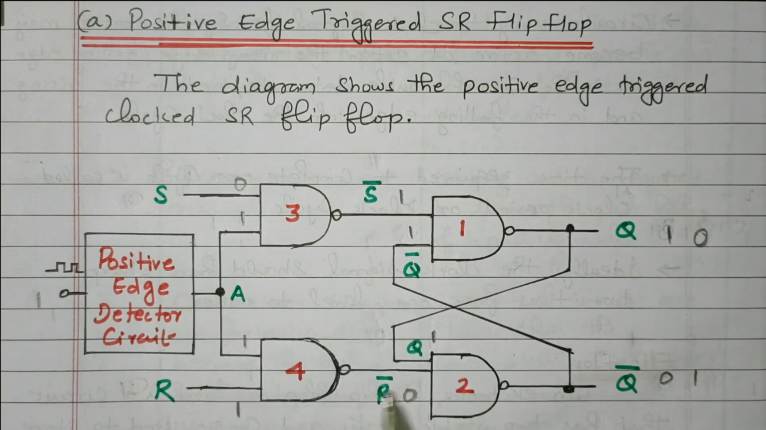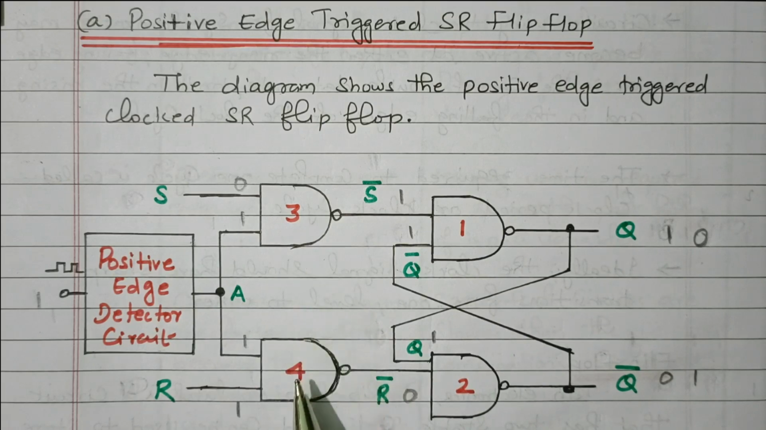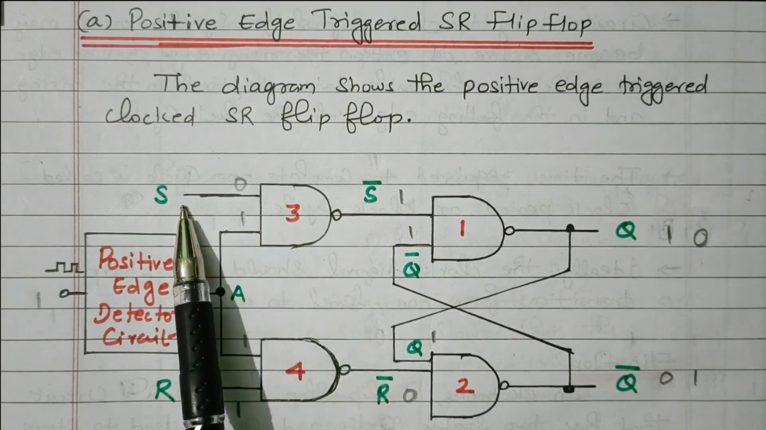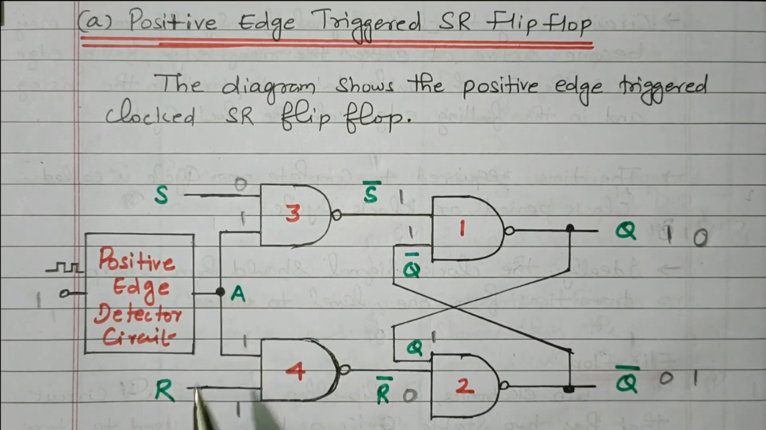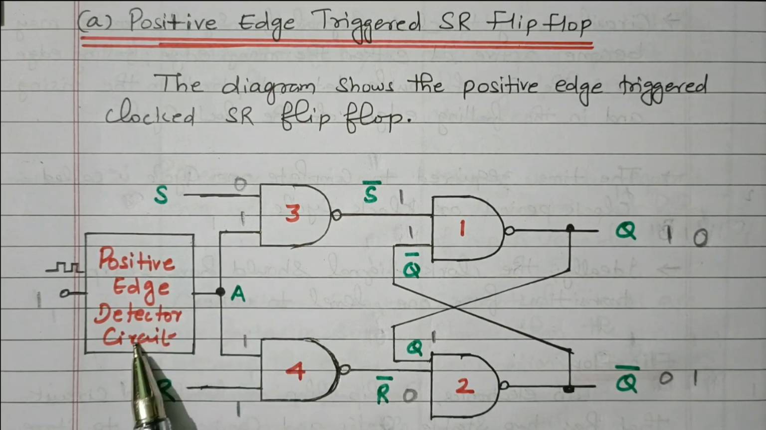So we have 4 NAND gates available. This is 1, 2, 3, 4. In NAND gate 3, the S input is given, set input. In NAND gate 4, the R input is given, reset. The positive edge detector clock pulse is given to both 3 and 4.